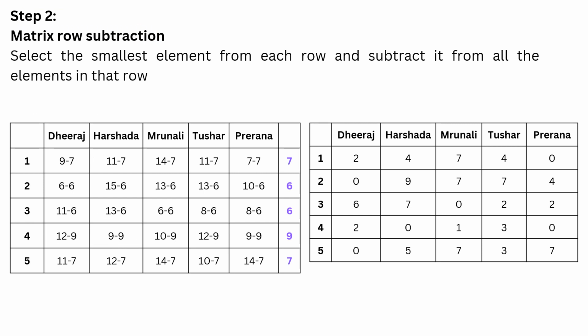Step 2 is the matrix row subtraction. So we have to select the least number from each row and reduce from that. The 7 is the least number in this row. So we have reduced the 7 from this row. Similarly, the 6 is the least in second row. The 6 is the least in third row. 9 is the least number in fourth row. 7 is the least number in fifth row. After subtracting, we get this table.